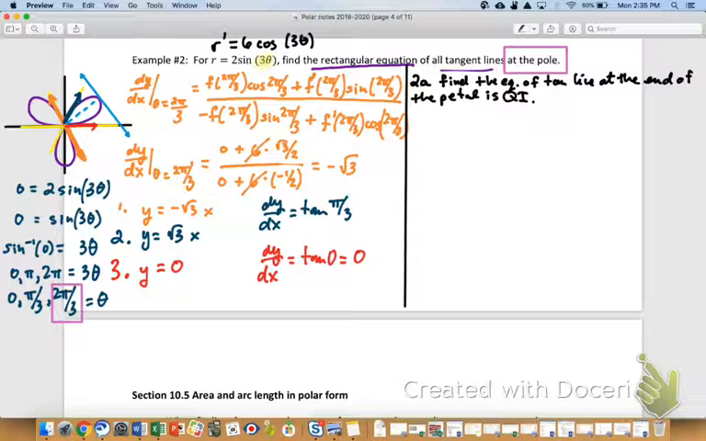So I just said, if r is 2, and I know that r equals this, well then I could find this theta, this angle here, by setting r equal to 2. Let's make sure we're all on the same page. I think this would be a good place to start: 2 equals 2 sine of 3 theta. Because when you're at the very end of the petal, you are the maximum distance from the pole. Maximum distance is 2.